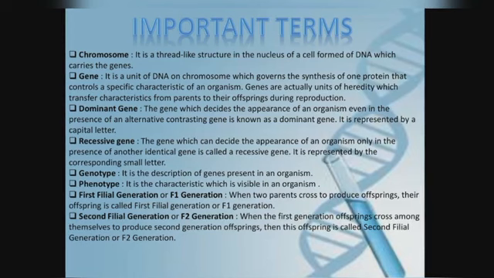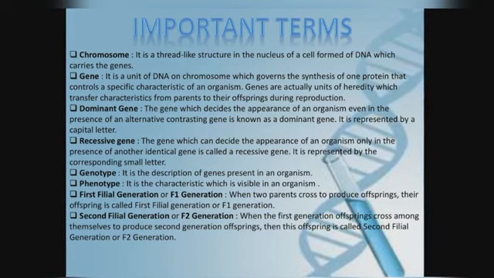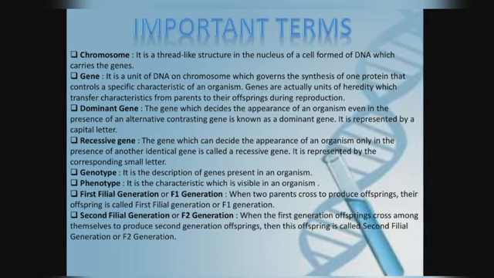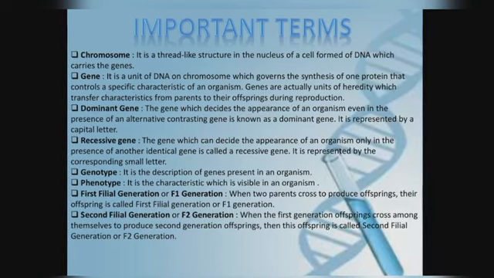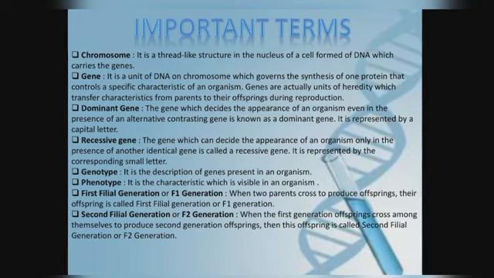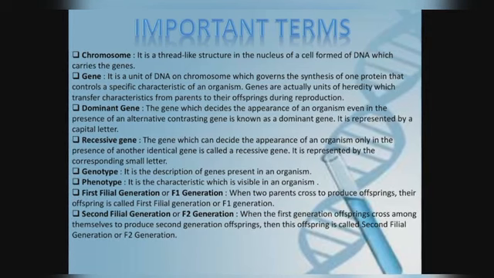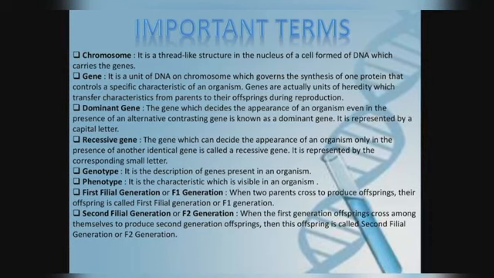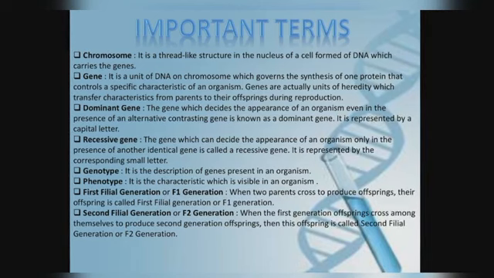Now first filial generation or F1 generation: when two parents cross to produce offspring, their offspring is called the first filial generation or F1 generation. For example, you have come from your father and mother, so you are the first filial generation. And second filial generation is when the first generation offspring cross among themselves to produce offspring. This offspring is called the second filial generation.